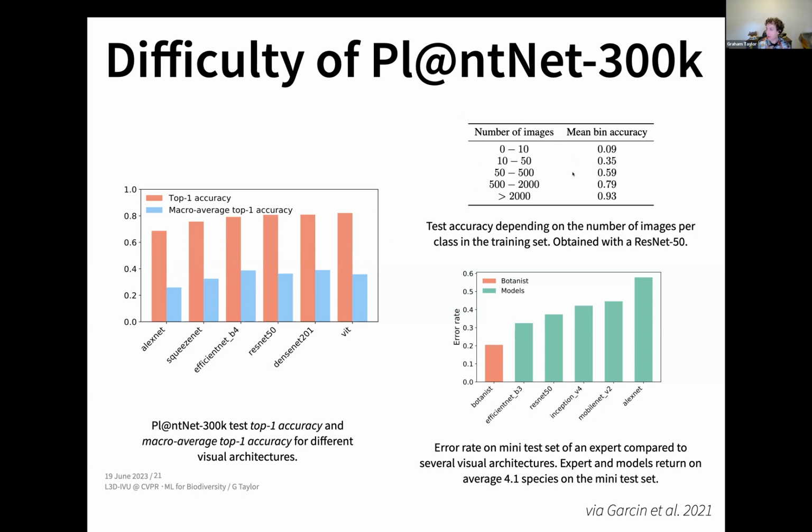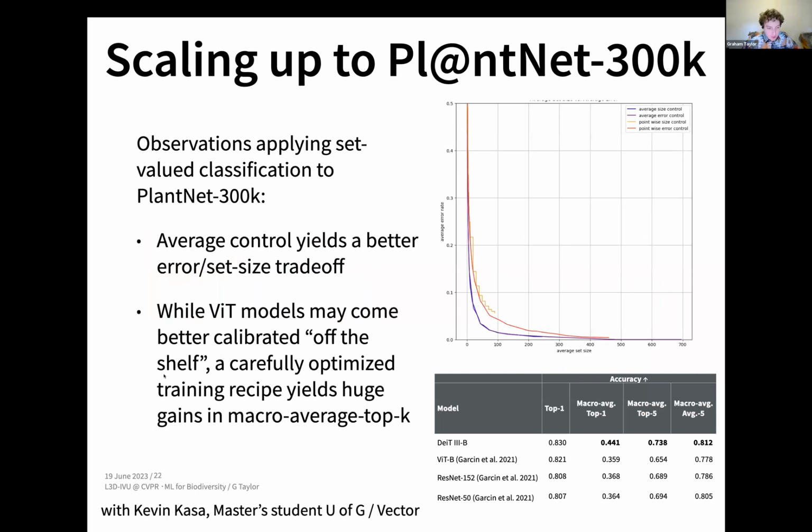And we can see this here at top right, when we look for images that have greater than 2,000 examples in the training set, we're doing well over 0.9 accuracy, but the ones that are represented only 0 to 10 times, we're doing quite poorly. So compared to ImageNet, where human performance is now exceeded by machine learning classifiers, we're still not able to beat trained botanists in this domain. So this is error rate, where you see the botanists have a significantly lower error than a number of different CNN architectures.